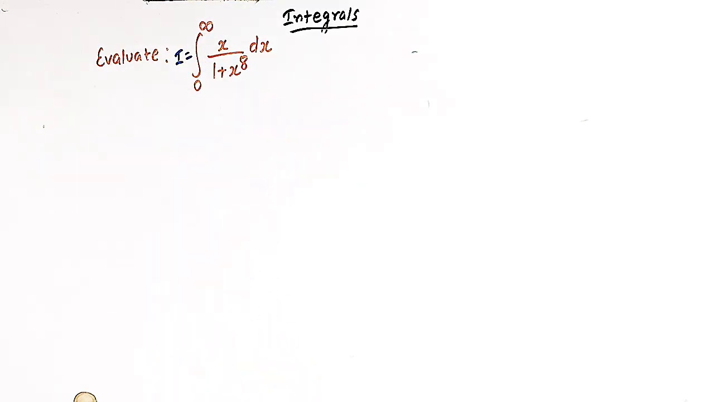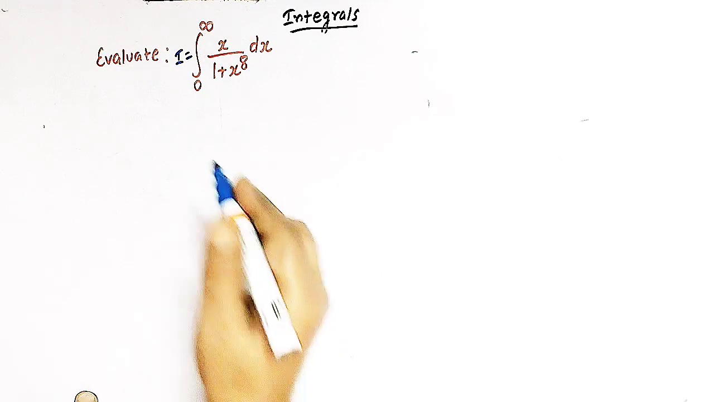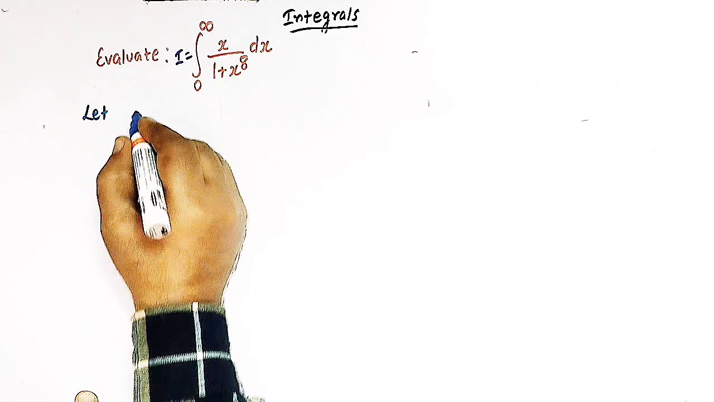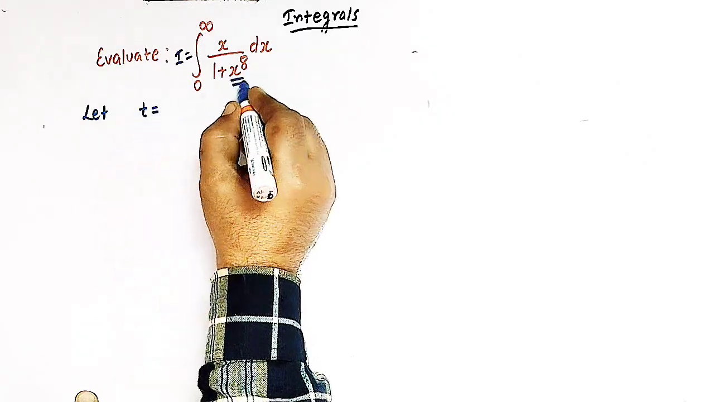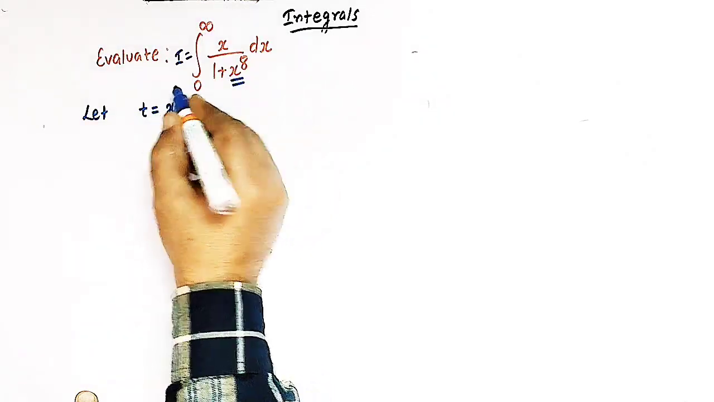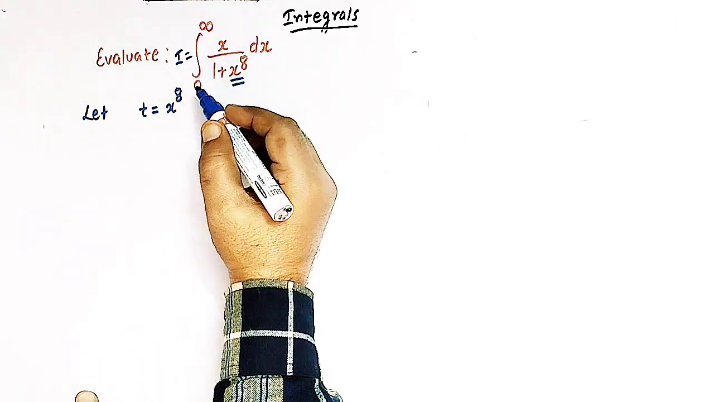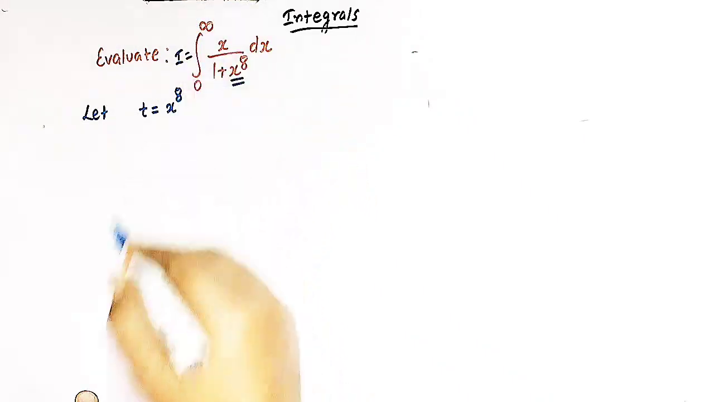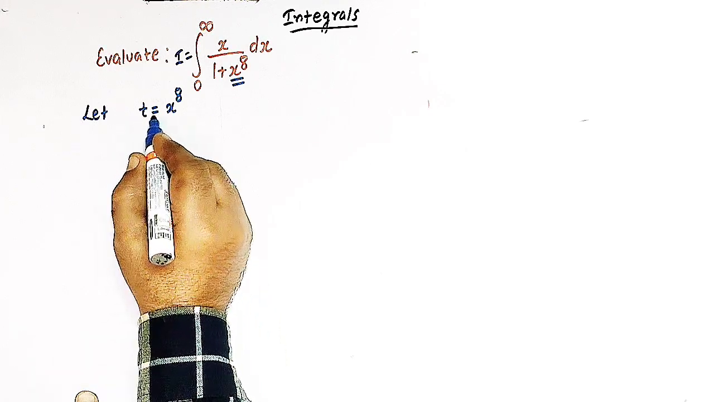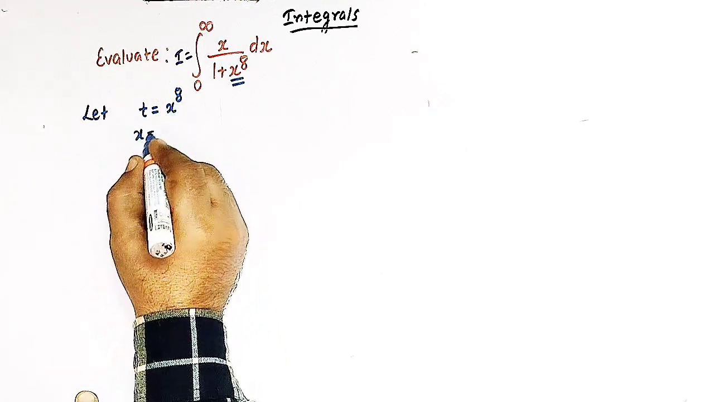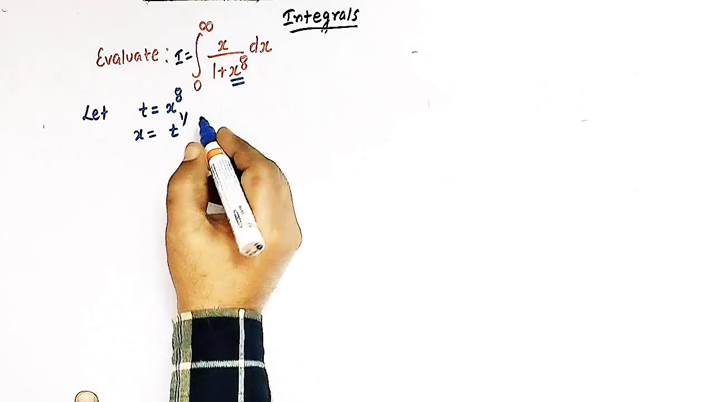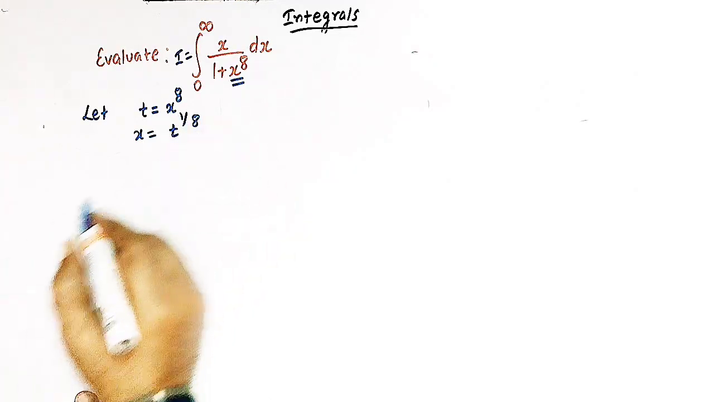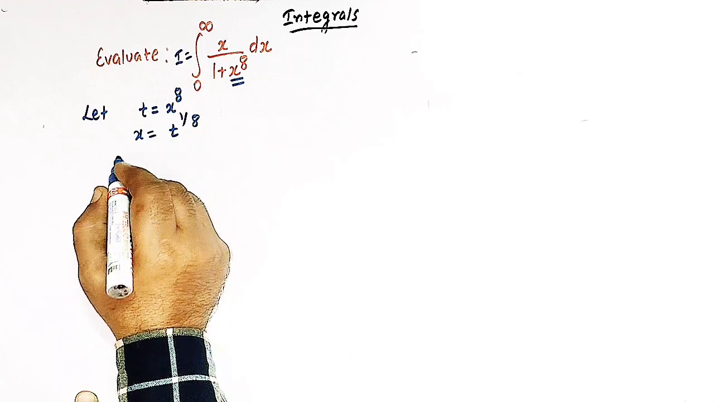So first of all, we'll make use of the method of substitution, right? So let us here substitute, say t is equal to x raised to 8. So the first step in solving this integral is to make this substitution so that we can transform this integral into the beta function, right? So t is equal to x raised to 8, so that x is equal to t raised to 1 over 8, right?